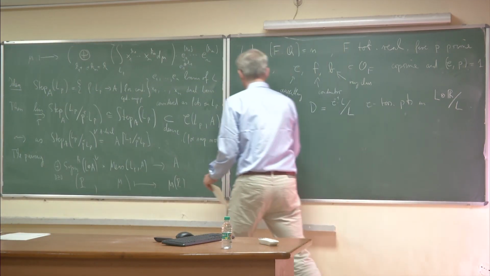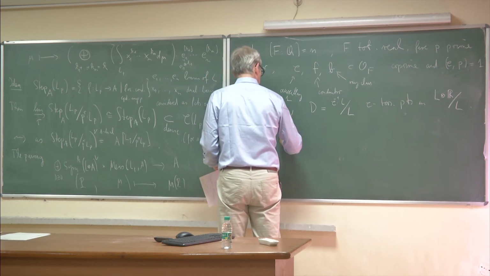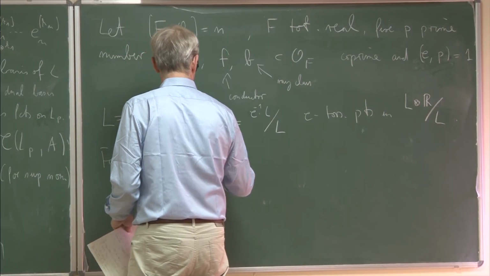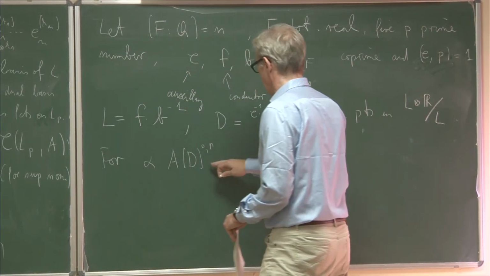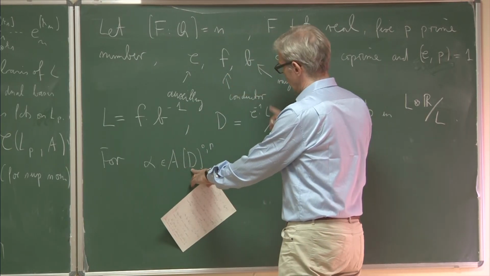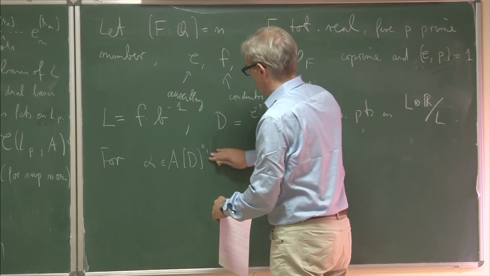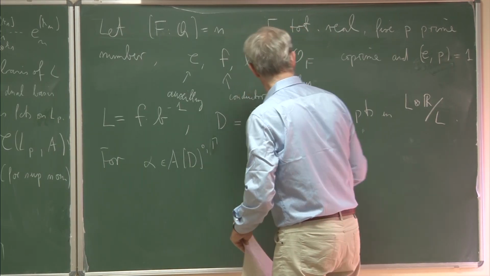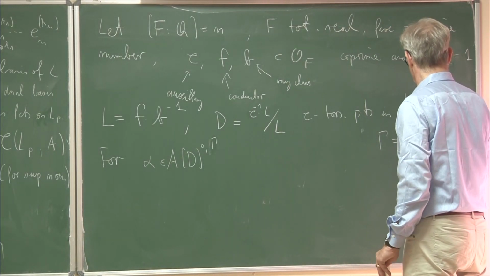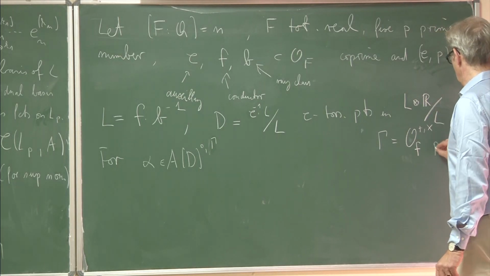Now for some function alpha in the distributions with values in D, which are supported on the torsion points, the values sum up to 0, and they are invariant under gamma. So gamma is now, say, the totally positive units mod F.